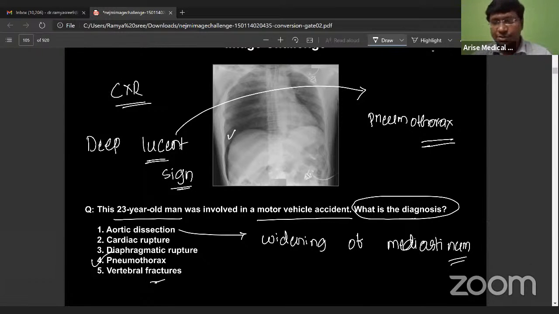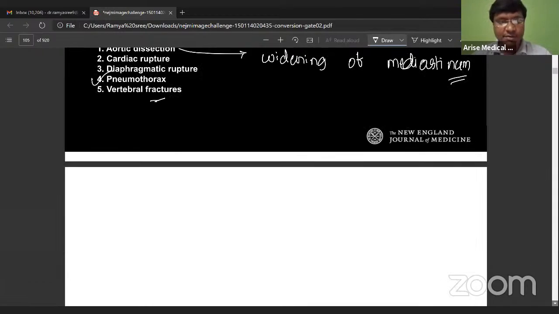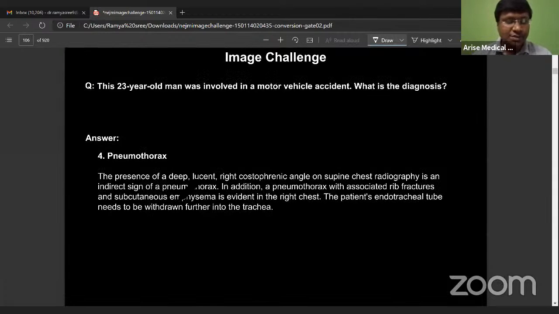So what is the answer to this question now? That is pneumothorax. This is nothing but your deep lucent sign. A deep lucent right costophrenic angle on the supine chest radiograph is an indirect sign of pneumothorax. Now we will move on to the next question.